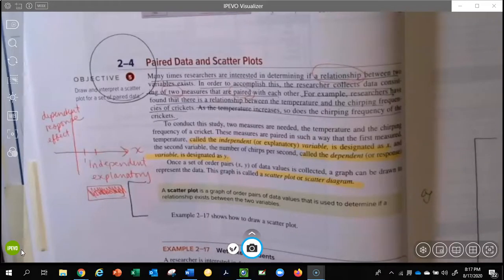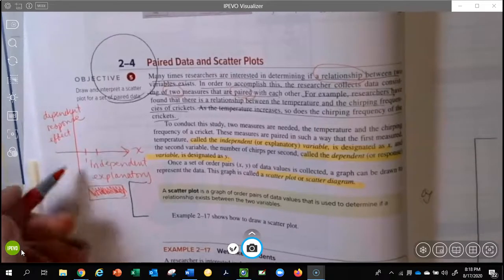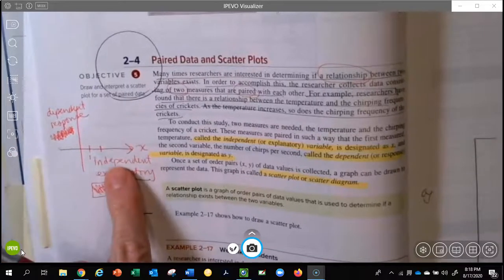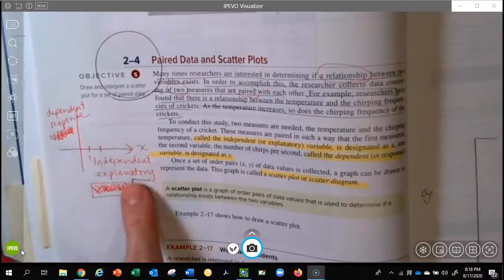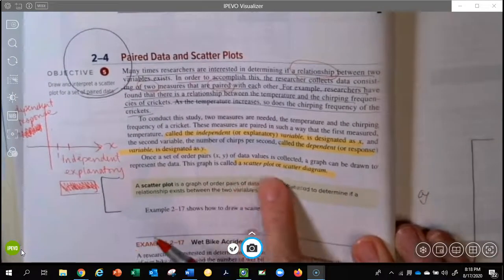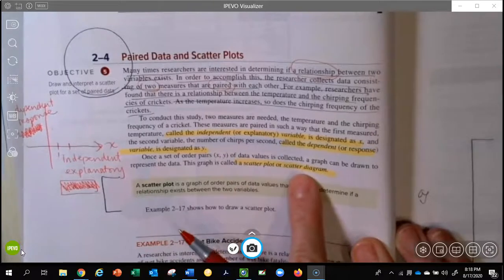In other words, we're going to have to be real careful when we are just doing observation, and then when we're actually going to be manipulating our variables with a control group. We will get into that. We touched on it already. I'm going to erase that word cause. I'm going to erase this word effect and go back to the original. Independent, dependent, explanatory, response. It says there's going to be a graph, and we're going to call it a scatter plot or a scatter diagram.